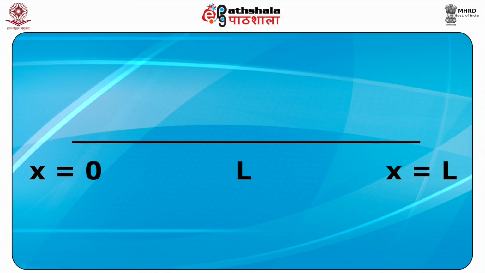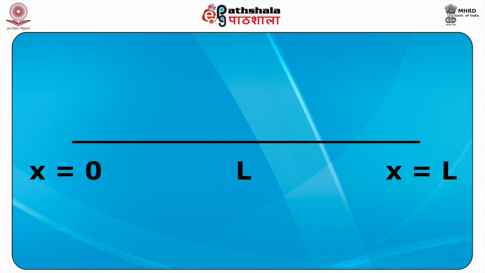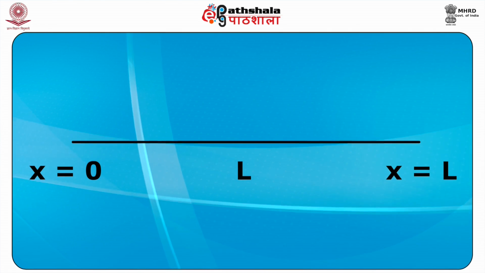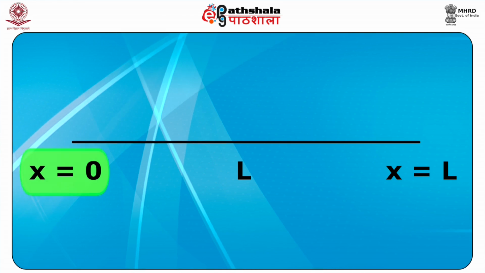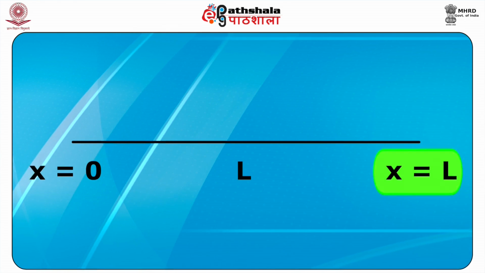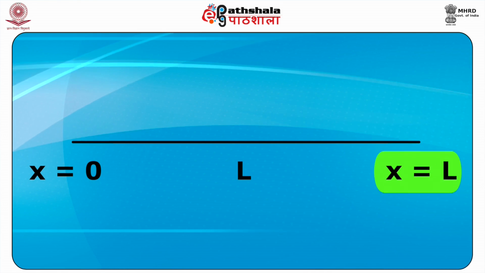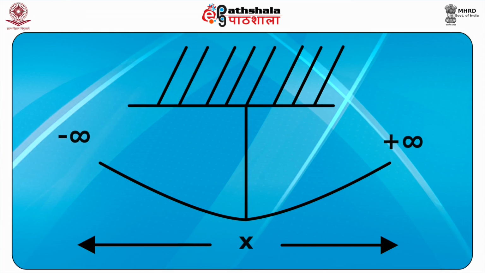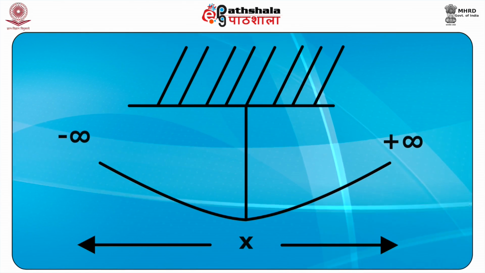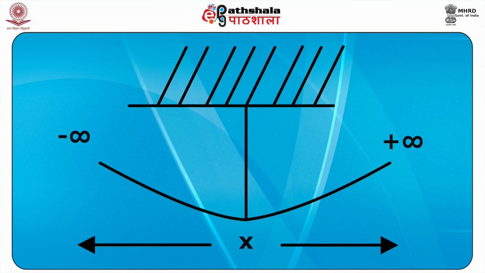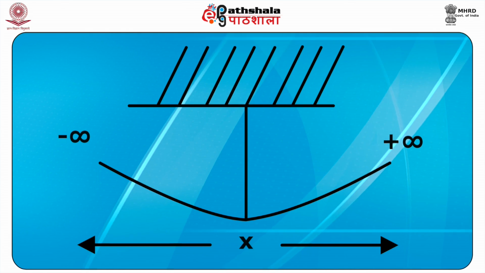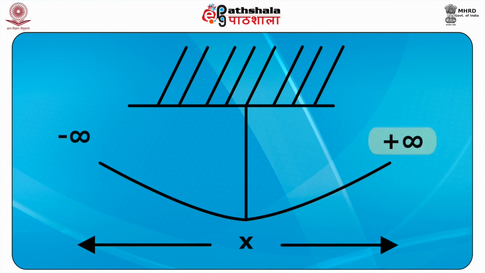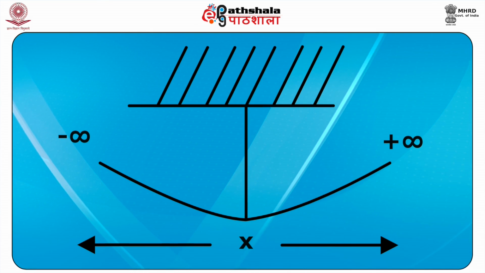For example, for a particle in a one-dimensional box, suppose the box is of length L, then the boundaries would be between x is equal to 0 and x is equal to L. So these will be the two extremes between which the particle would be moving. In the case of an oscillator oscillating along the x direction, the corresponding boundaries would be between minus infinity and plus infinity. So these two become the boundary conditions.